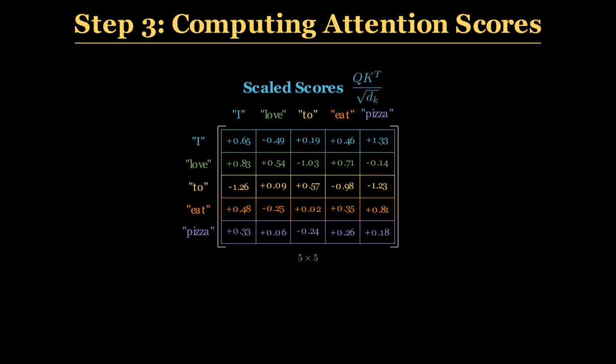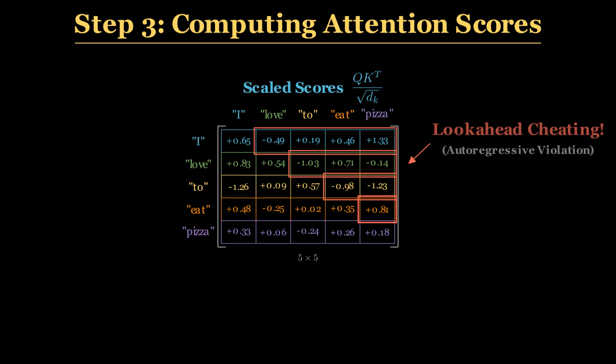But wait, if you look closely at these scores, you'll notice a critical issue. Our tokens can see into the future. In autoregressive generation, a token should only be able to see itself and the words that came before it. It cannot peek at words that haven't been generated yet. For example, look at the row for eat. It has calculated a positive similarity score with the word pizza. This is lookahead cheating. To stop this, we apply a causal mask.